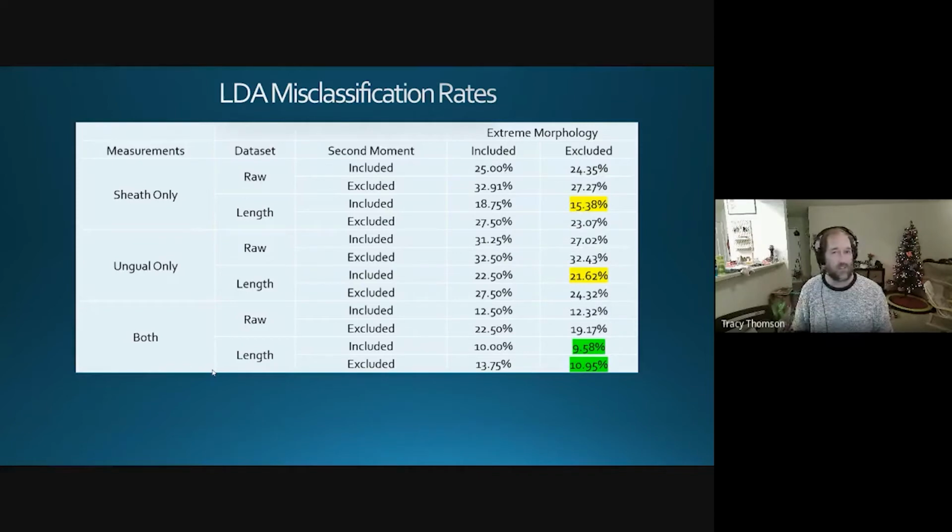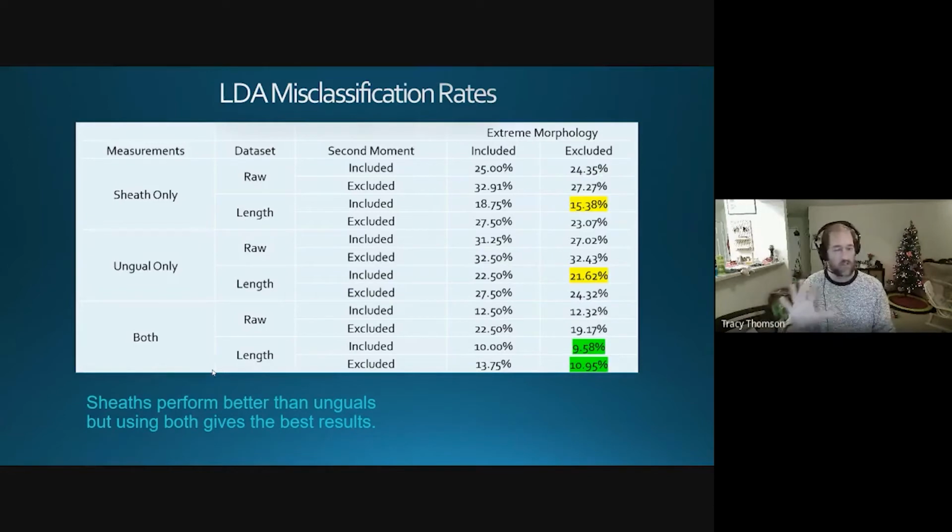And that's not even including the posterior probabilities, right? Those second most probable classifications. That's just the first most probable classifications. And what's really interesting that I want to point out here is it doesn't matter if you use the cross-sectional shape or not if you have both the sheath and the bone. Both come out at 10%. So you don't need the cross-sectional shape if you have both the ungual and the sheath. You can get the same results, the same confidence. So sheaths perform better than unguals, just slightly, but both gives the best results.